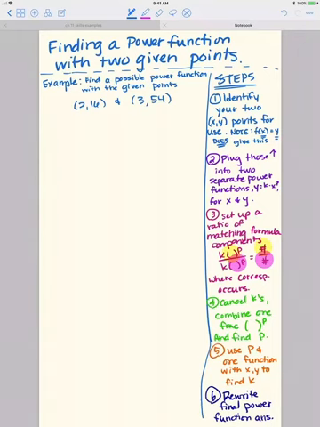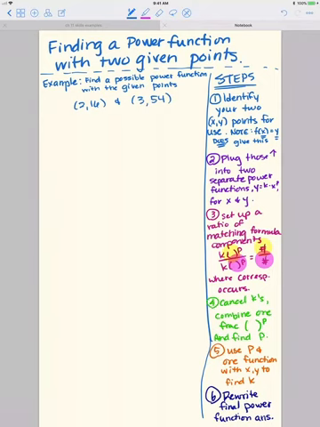Here's an example on finding the equation for a power function from section 11.1 given two coordinate points, which could be pulled from function notation or it could be pulled from a table. But for this one, it's just two coordinate points. So on the right-hand side, I've listed some steps to follow for this method.